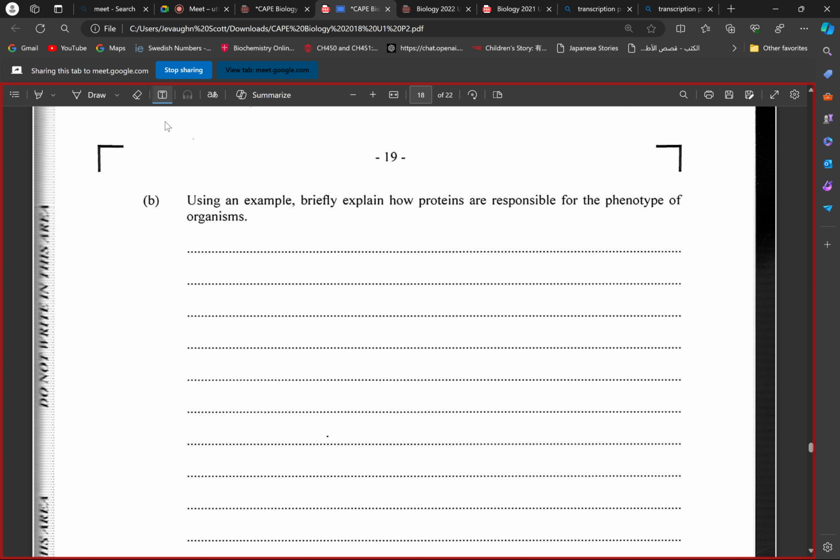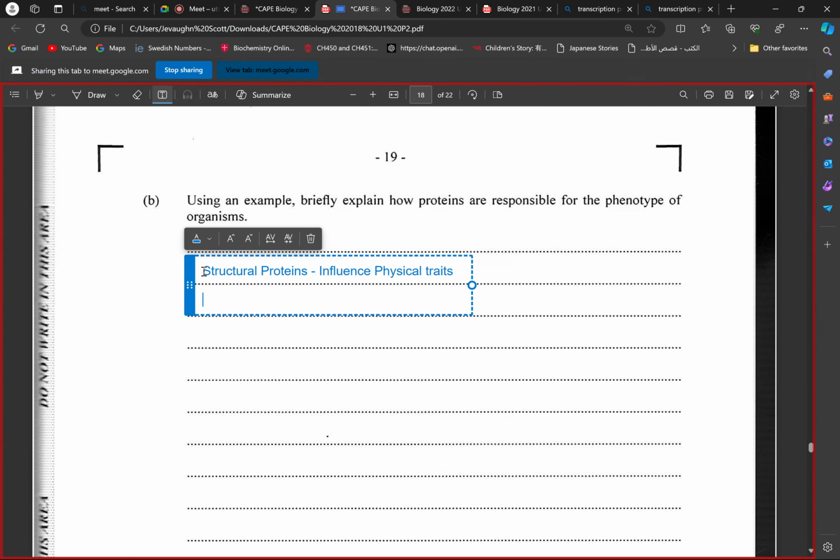So let's take a bullet approach, right? So we know the proteins will determine, so you know structural proteins. Let's start there. Structural proteins, right? Proteins like collagen and tissues within the organs will influence physical traits. So different structural proteins will influence physical traits. Hopefully we can see that, right?